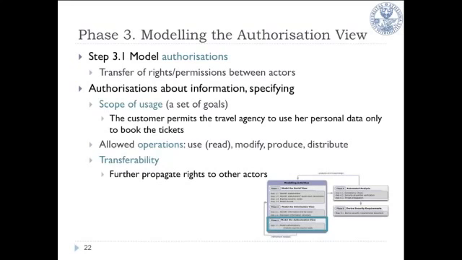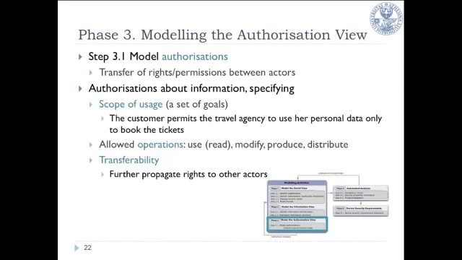Authorizations in our language are quite specific and explicit, as they specify the scope of usage. This refers to a set of goals for which a given actor can manipulate a given information. So this is under the assumption that one actor would not grant authority to another one over his information for anything. You would provide this information and grant certain rights for a particular scope.